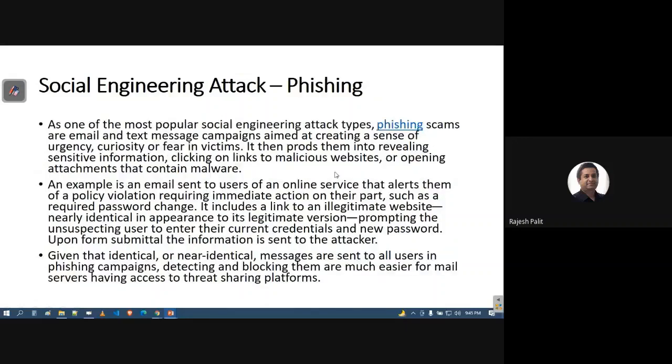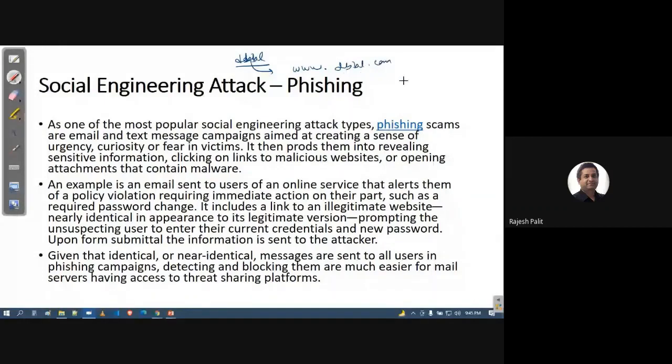Then phishing is, for example, you get an email saying your password is expired, so please change or reset your password by clicking on the link, and the link looks like dbbl underscore, but inside it is www dbbl.com.